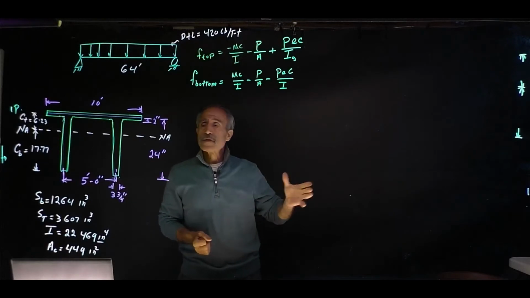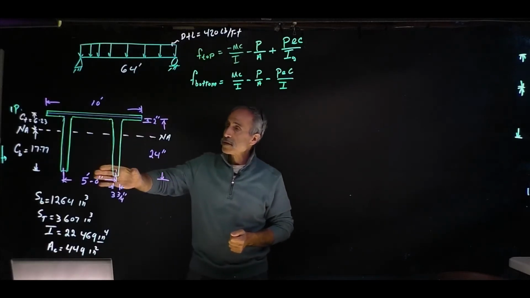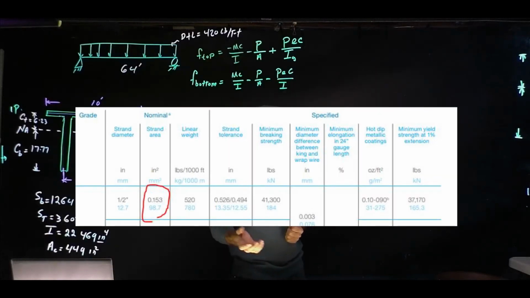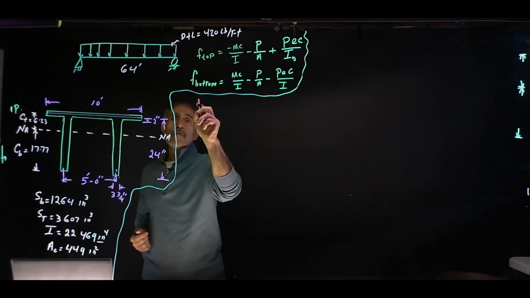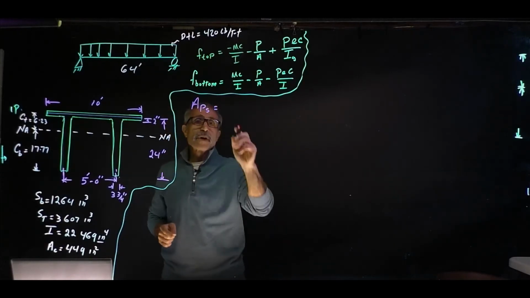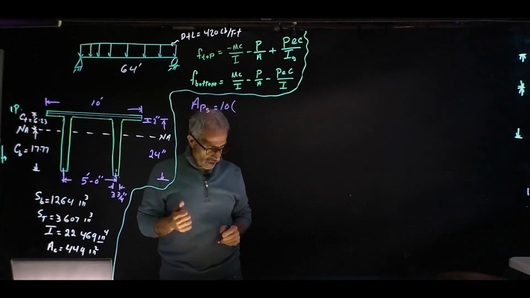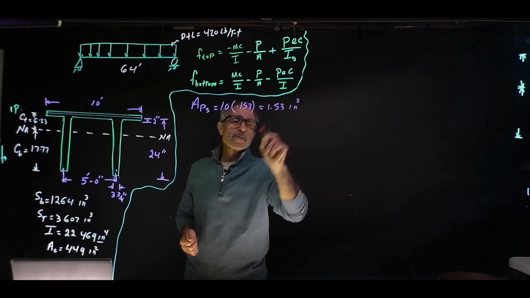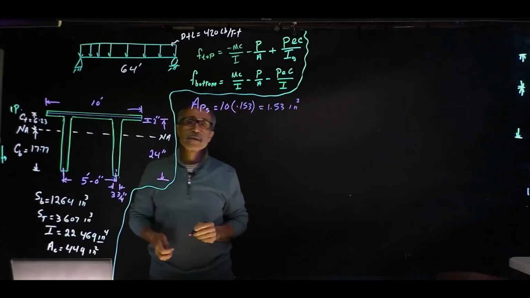So the information given is basically the 64 feet length, and this is the cross section, and we have S bottom, S top, and this is the neutral axis right here, and your C top is about 6.23, and the C bottom is 17.77, and there are 10 half-inch diameter 7-wire strands. The first thing we're going to do is find the area of pre-stressing steel. We have 10 of those, and for each one of those, the half-inch strand, the area is about 0.153 inch squared, and that is the area of the pre-stressing steel.